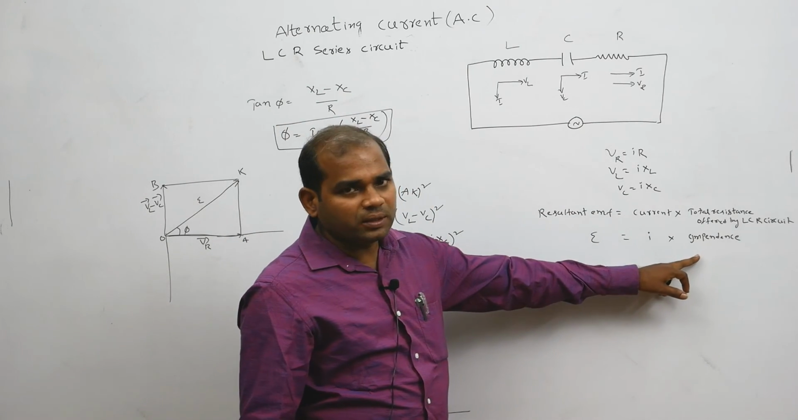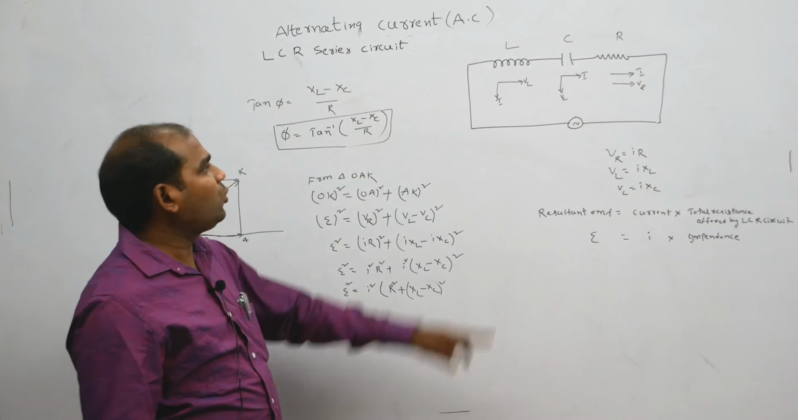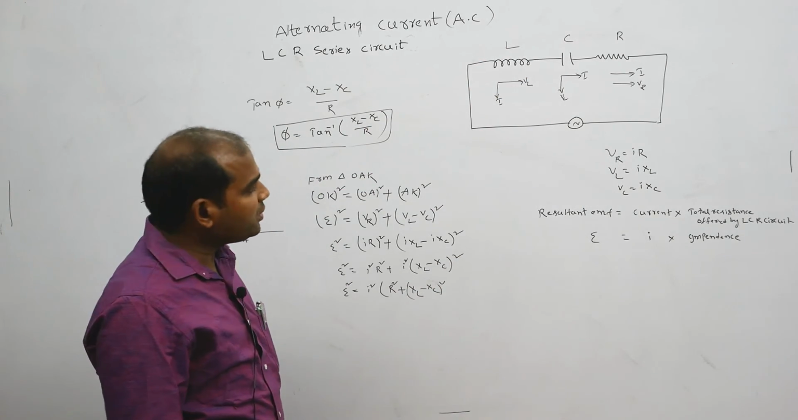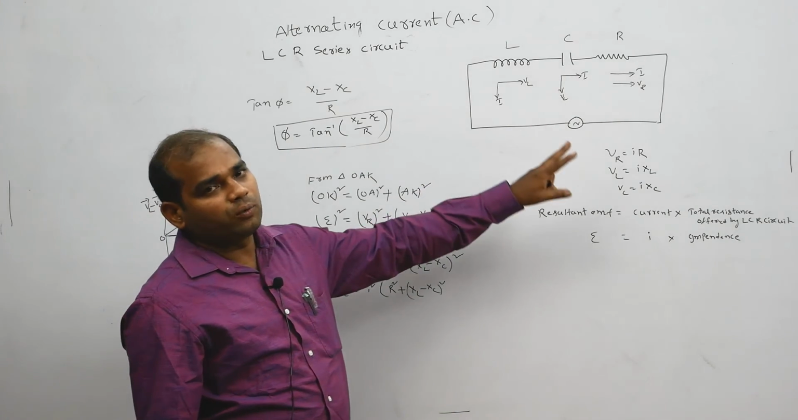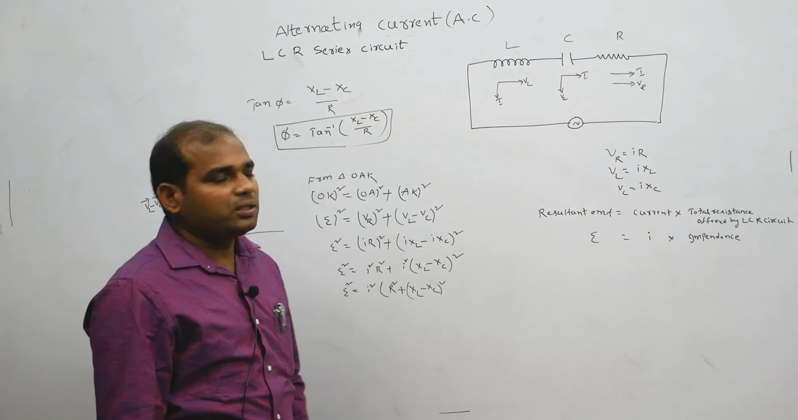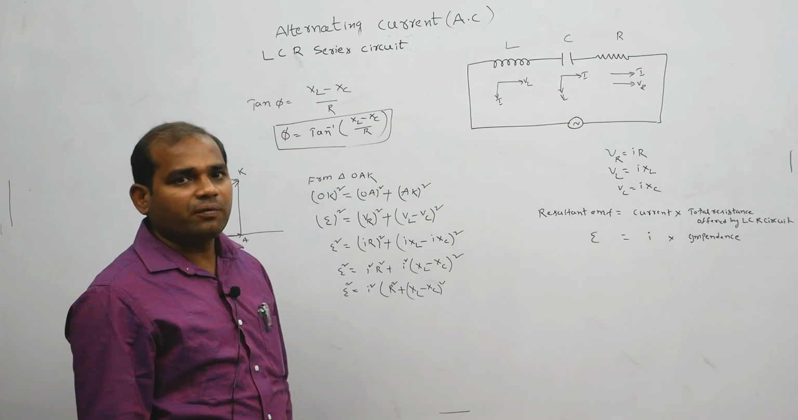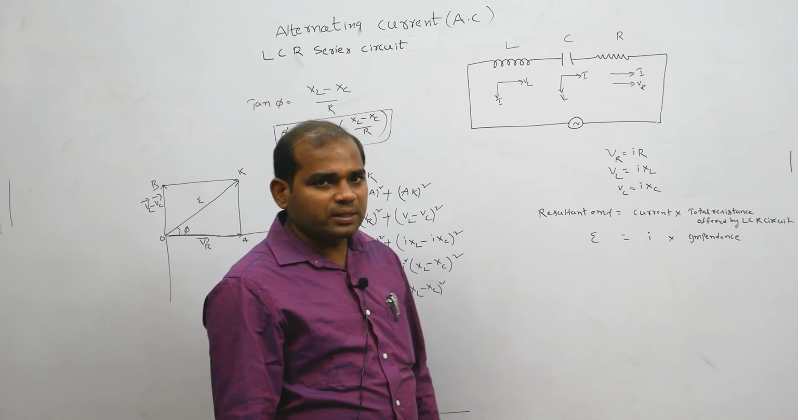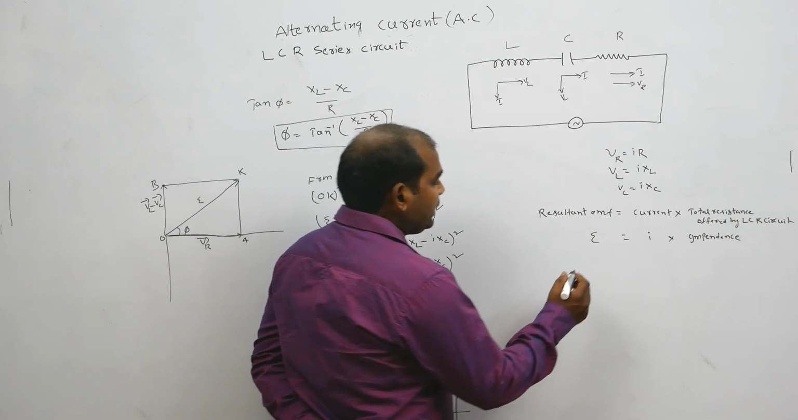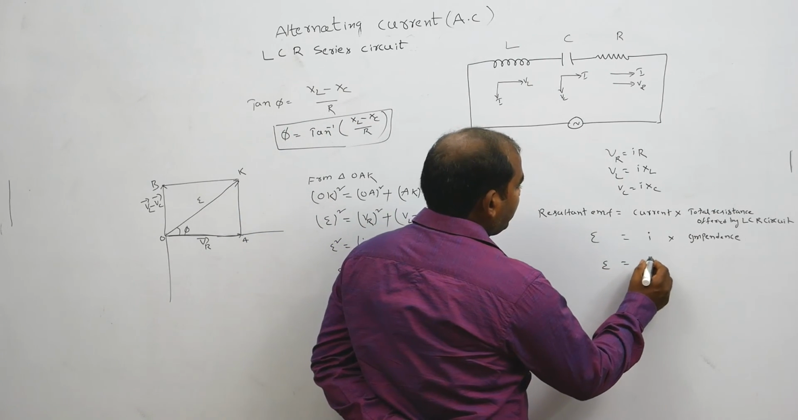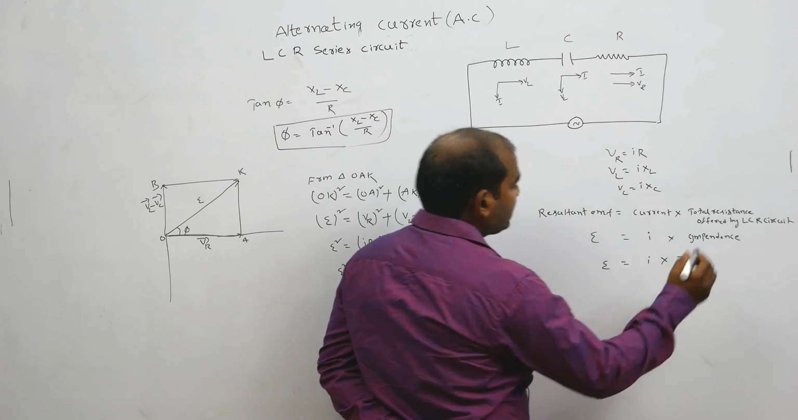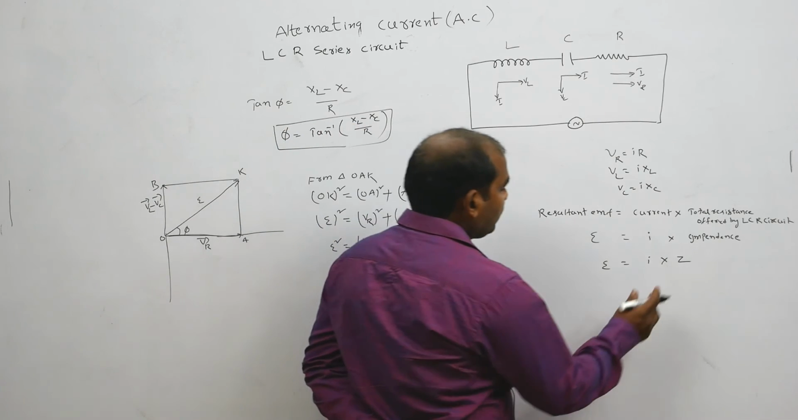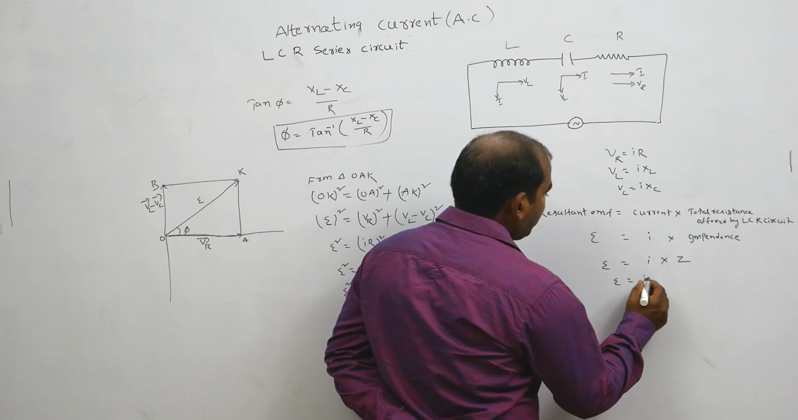What do you mean by impedance? Impedance is the total resistance offered by the LCR circuit. Not only LCR circuit, for any two components, the altogether resistance offered by those two components or more than two components is called the impedance of the circuit. This impedance is denoted by letter Z, so E is equal to I Z.